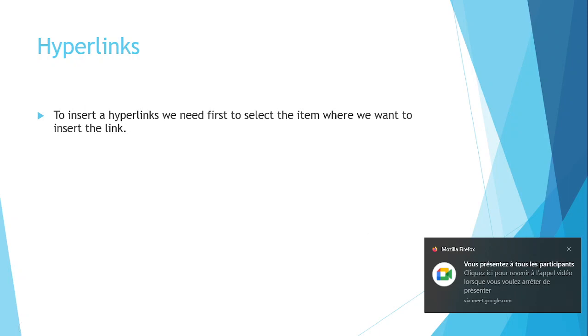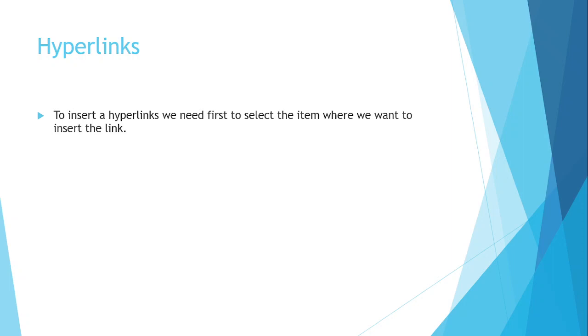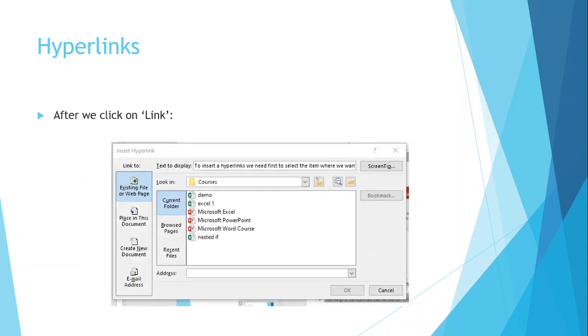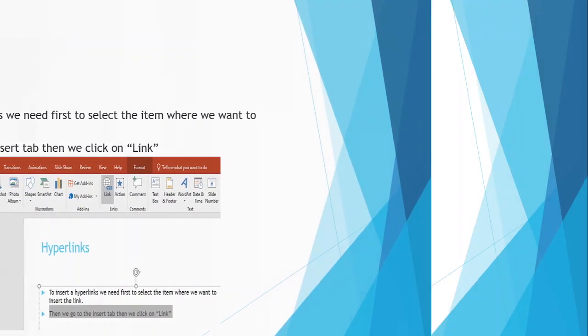To insert a hyperlink, we need first to select the item where we want to insert the link. Then we go to the Insert tab, then we click on Link. Okay?